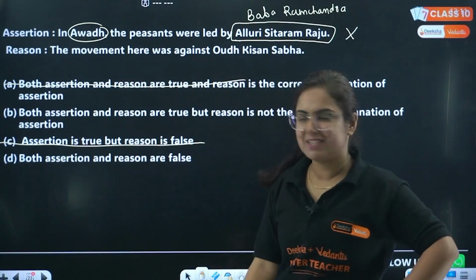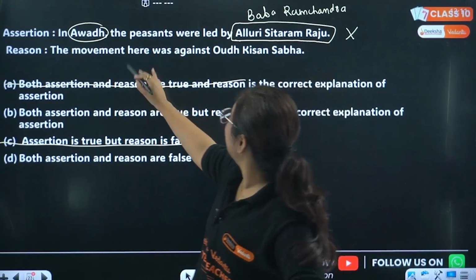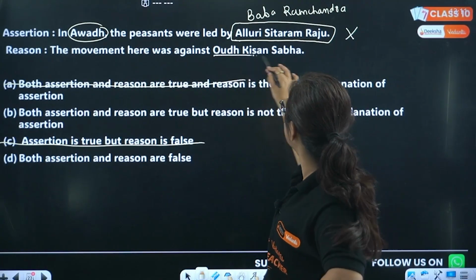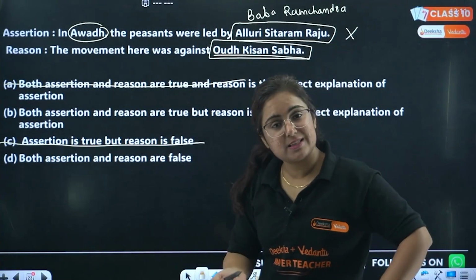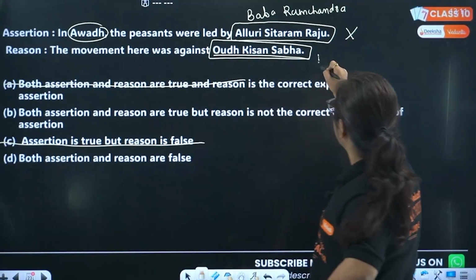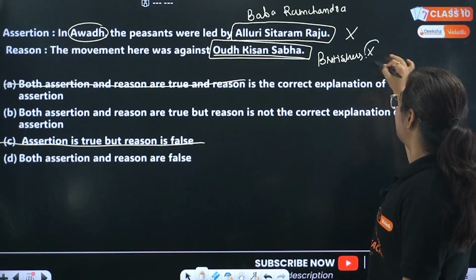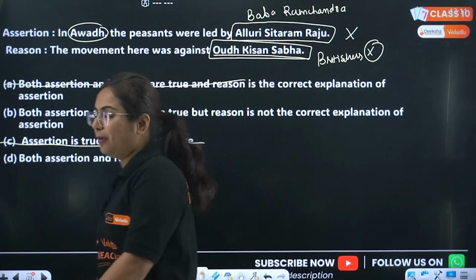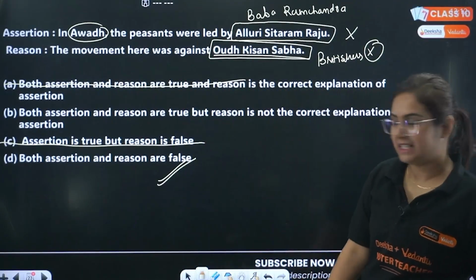We are left with two options. Let's read the next point: the movement here was against Awadh Kisan Sabha. No, this was against Britishers, and hence both the statements are wrong. D is the very obvious correct answer to this question. This is how you have to solve the MCQs.